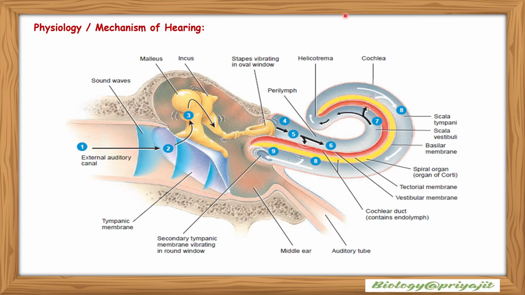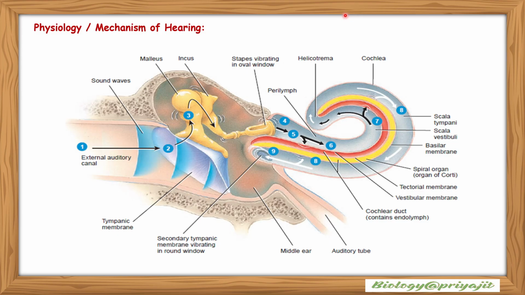The vibrations are passed to three bones in the middle ear, that is the malleus, incus and stapes we have mentioned earlier. These bones amplify the sound. Malleus is also known as hammer bone. Incus is also known as anvil bone, and stapes is known as stirrup bone.